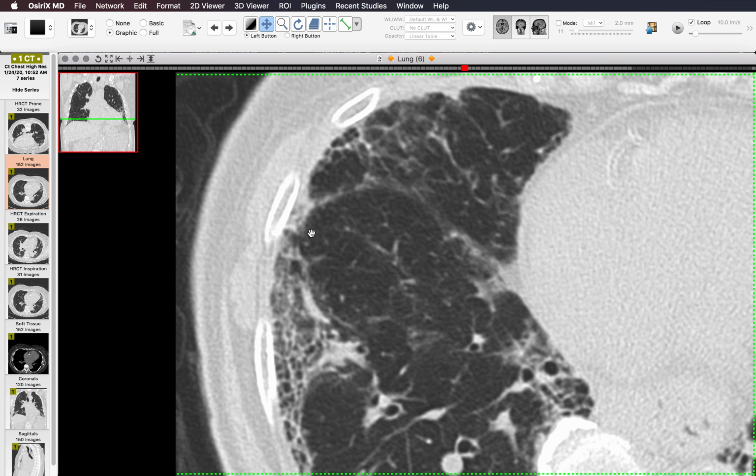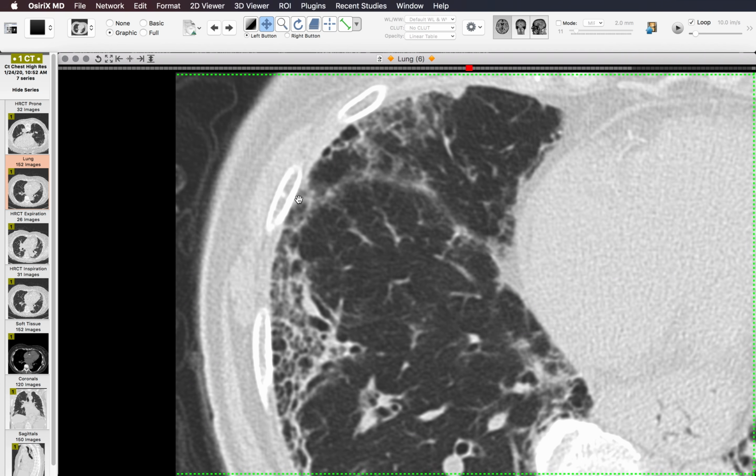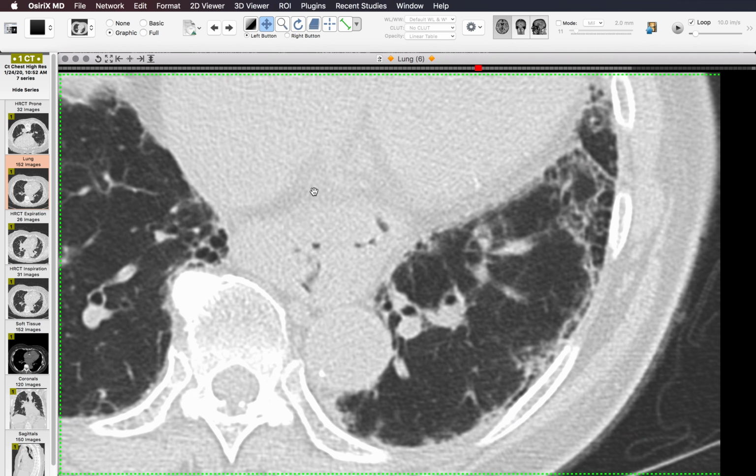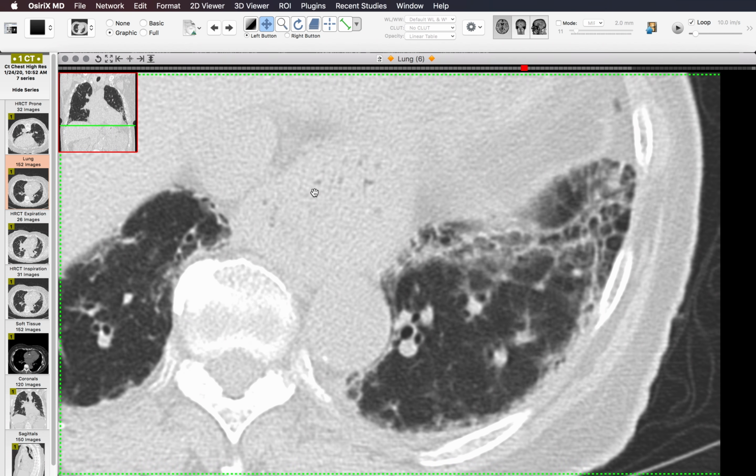If I go anteriorly a little bit, here's a little bit of ground glass opacity. Here's a little bit of reticulation over here. But I would say that the predominant feature that we're seeing in this case is honeycombing.